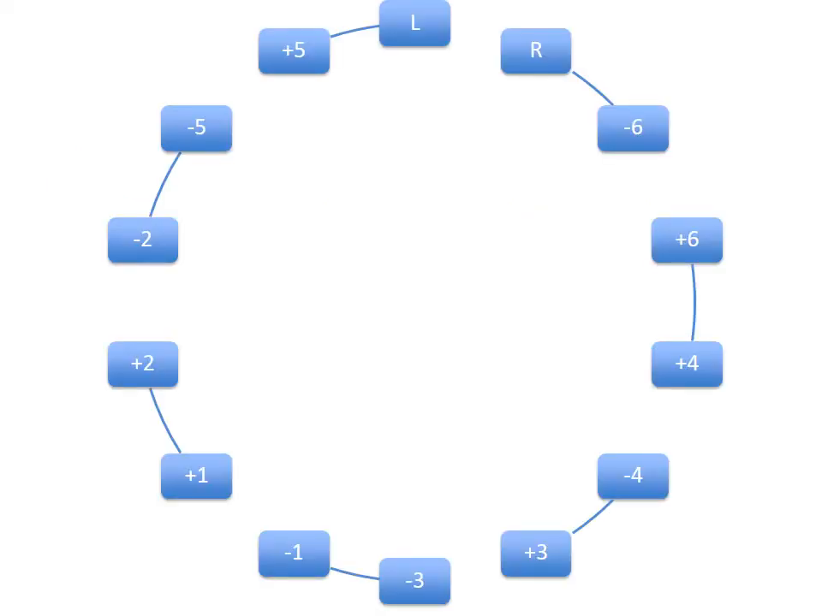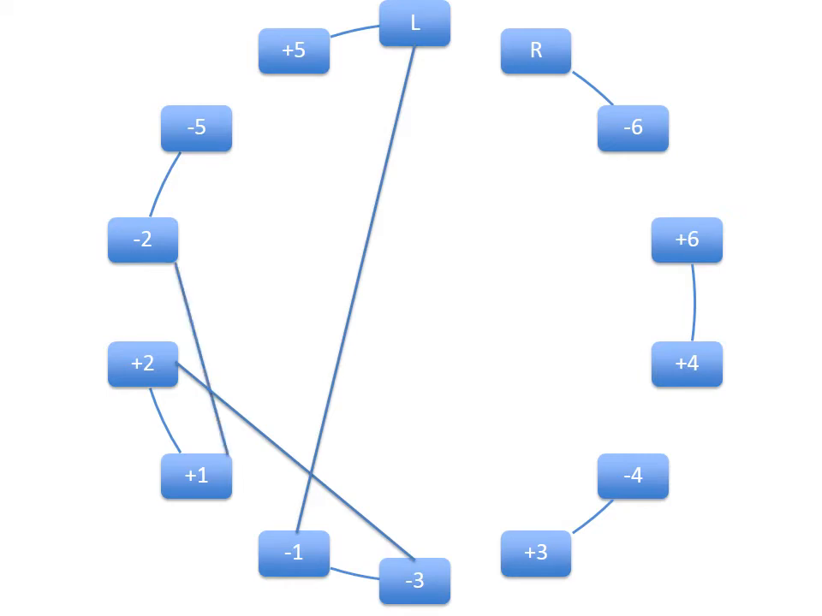Place those elements on a circle. So now we have our reality edges still present in the circle, and now we're going to place our desire edges. As you can see, desire edges just go between things we want. L goes to minus 1, minus 3 goes to plus 2, plus 1 is going to go to minus 2, minus 5 is going to go to plus 4, plus 6 is going to go to R, and minus 6 is going to go to plus 5. And then plus 3 is going to go to minus 4.